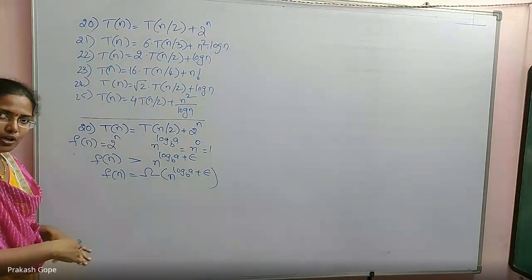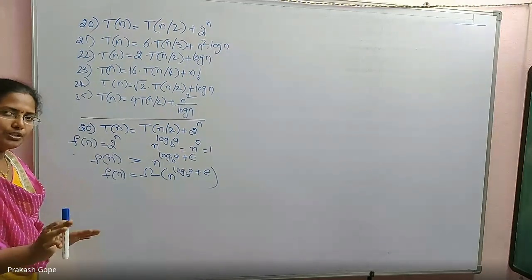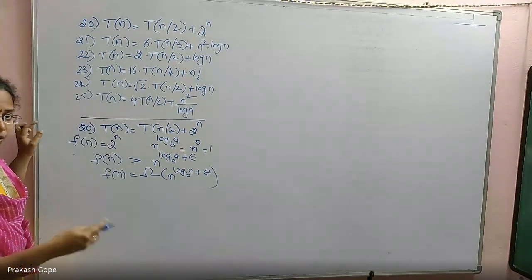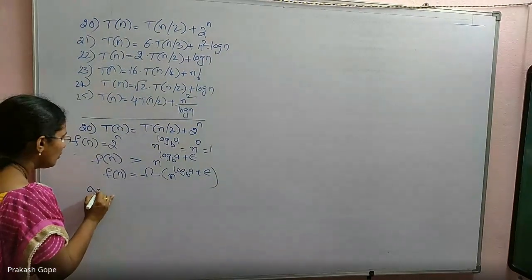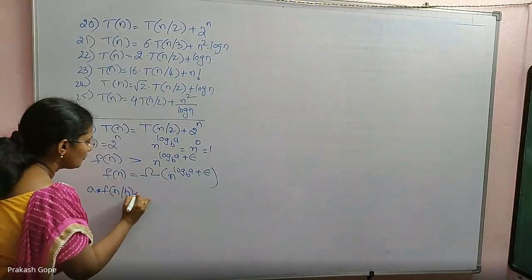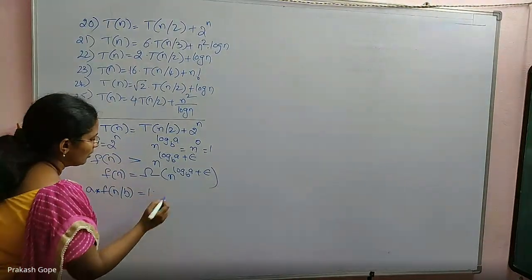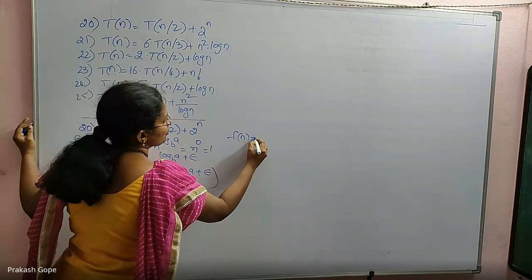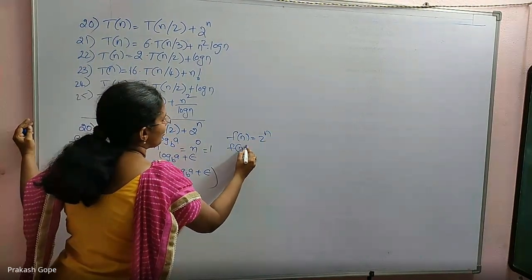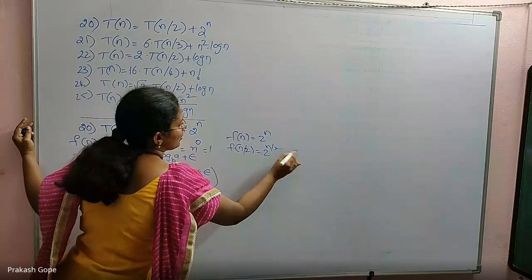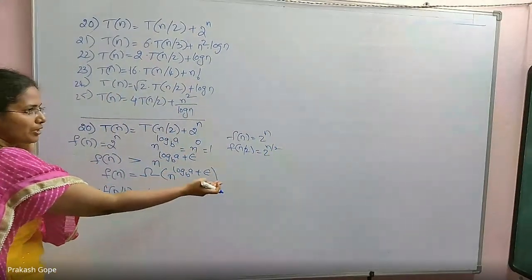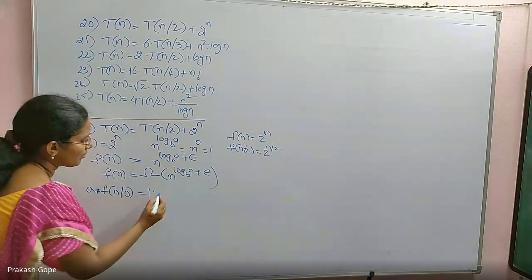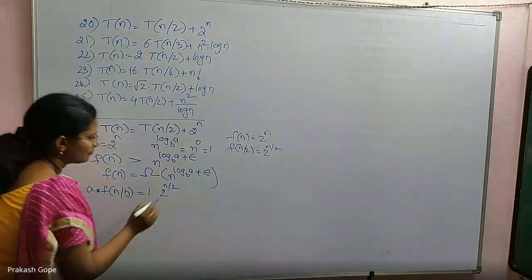In case 3, there is one more condition. As I said, 99% it will satisfy, but if you have any doubt, you can check. A into f of n by b. What is a value? 1. F of n is 2 power n. F of n by 2 is 2 power n by 2. Correct? Wherever you have n, it is n by 2 now. So 2 power n by 2.